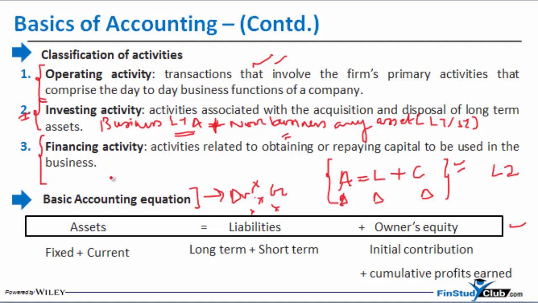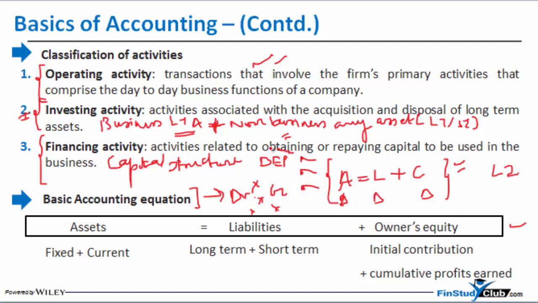Third is a financing activity, and just write the keyword: relating to capital structure. Okay, basically it means any activity related to your debt, your equity, and your preference. What do I mean by any activity? The act of taking the capital, the act of redeeming the capital, and the act of servicing the capital by way of interest on debentures, dividend on shares, etc., etc.